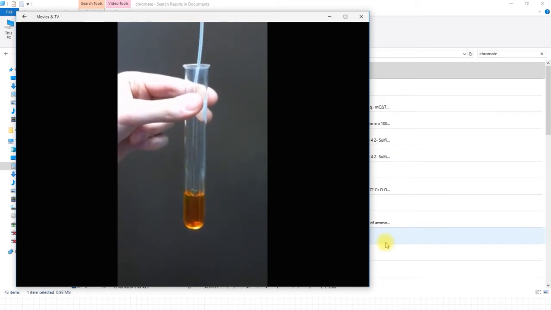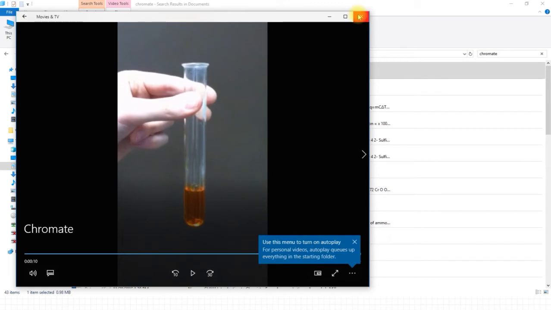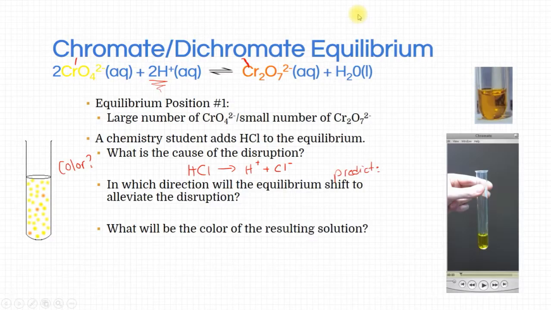Aha! So it turns orange. Oh, that was Mr. Thomas talking if you heard that. It turns orange. Okay, so if it went from yellow to orange, that means the reaction shifted to the right.